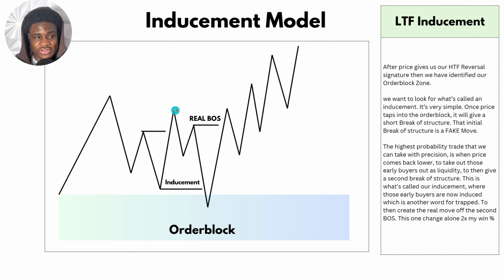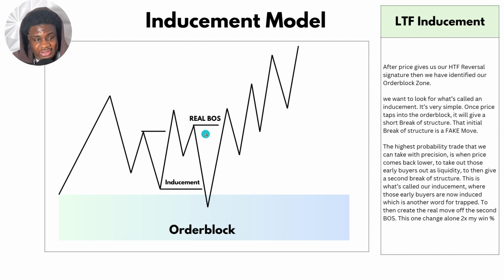This initial reaction higher was not significant enough to break this previous high. So we want to see price come close to tapping into that order block and then give a slight reaction higher. And this previous low would be identified as our inducement. So don't just take the trade as price comes close to the order block and then starts rallying higher. This initial rally higher was that fake move.